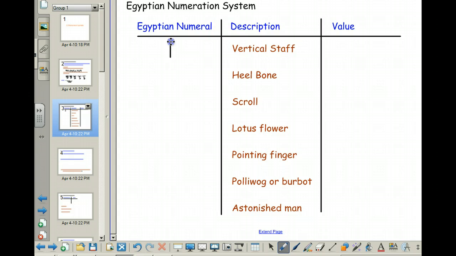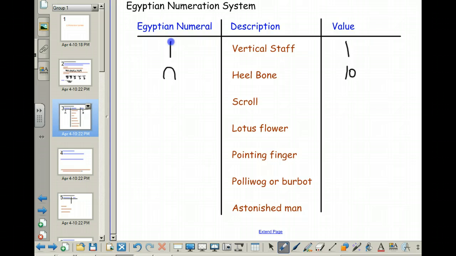I'm sorry, we digress. A vertical staff has the value of 1. So that's kind of nice, right? It's actually what we mean when we say number 1. A heel bone looks like an upside down U, or sort of like an N without the slick part, a little N. A heel bone actually has the value 10.